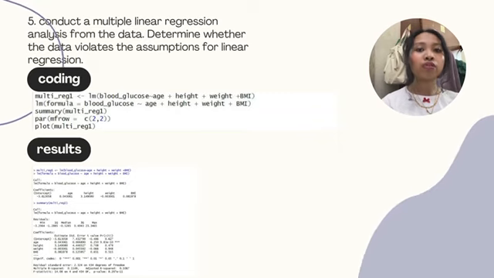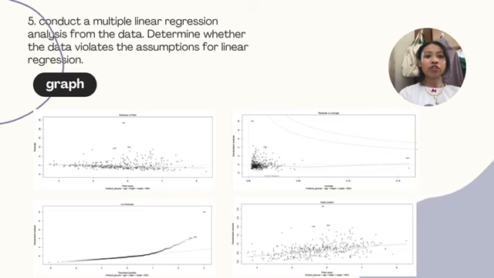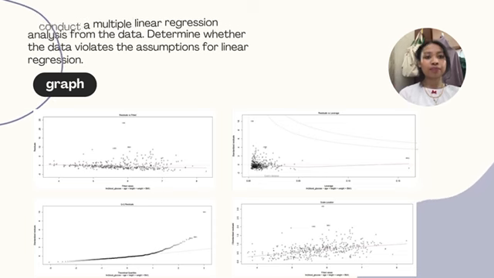To plot the graph, use the command par in the bracket mfrow equals c(2, 2) to plot multiple graphs, and use the command plot in the bracket multi_reg1 to plot the multiple linear regression graphs. These are the graphs of multiple linear regressions plotted. From the results, age has the lowest standard deviation amongst all the other variables. This indicates that the dataset did not violate the assumptions made for the linear regressions.